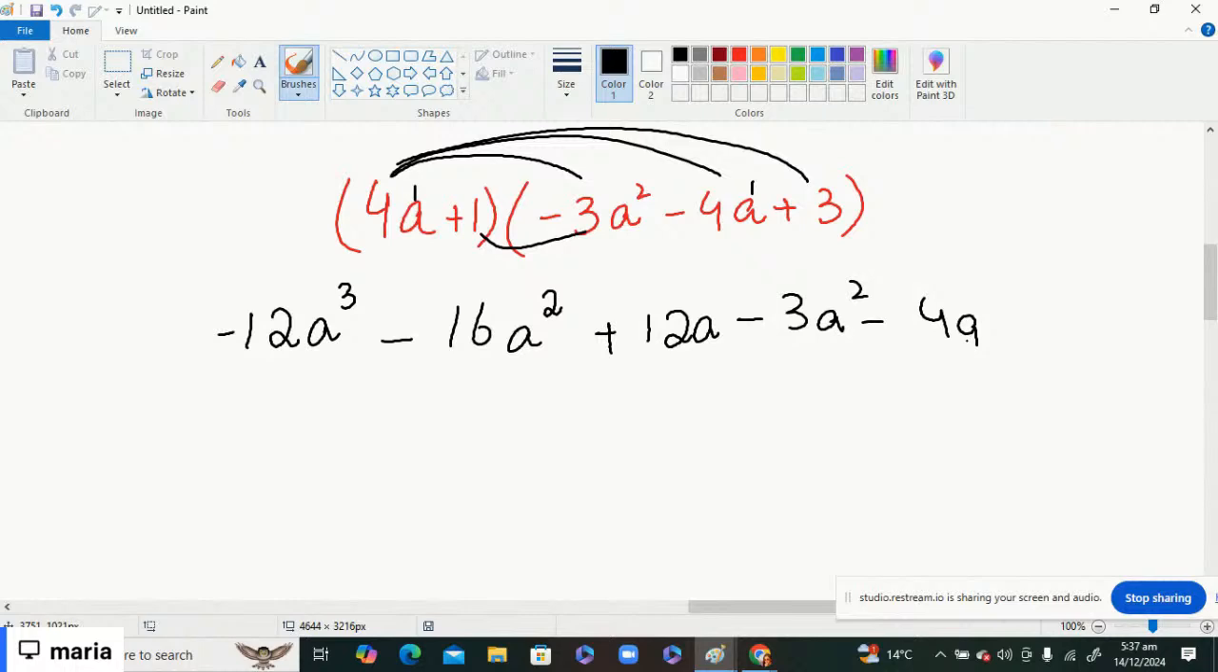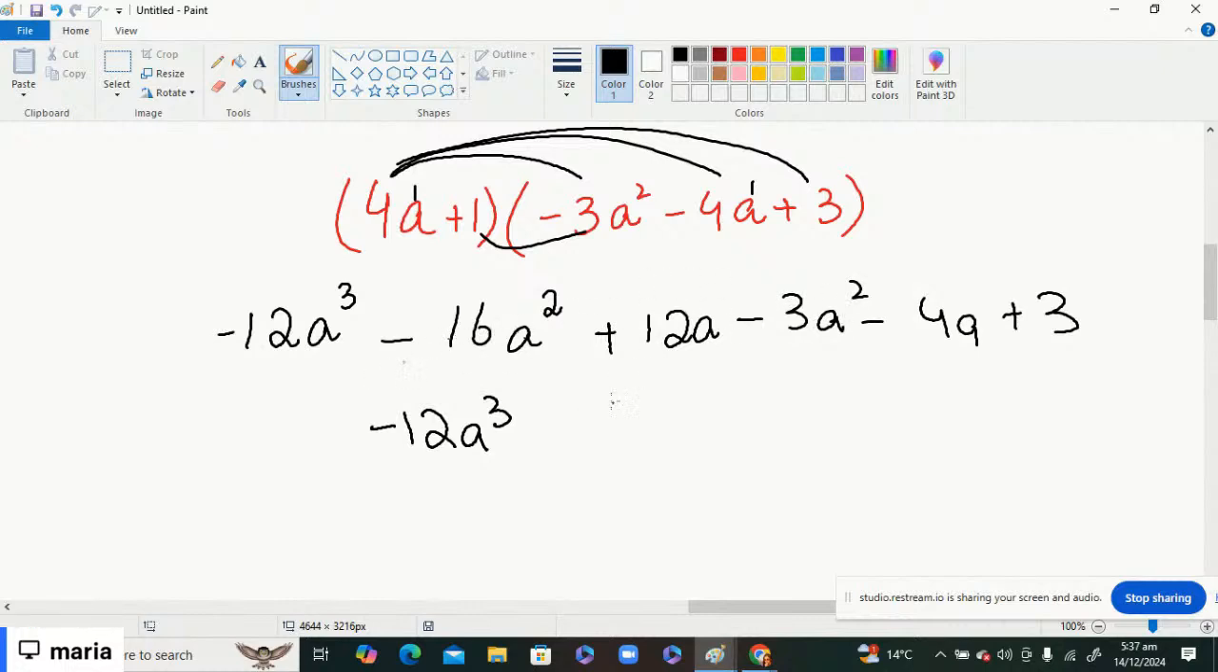Plus plus is plus, and 3 times 1 is 3. Combine the square terms together, constant terms, and then check. Is there any cube term here? Only one. Minus 12a cube. Now check, is there square terms? Yes. Minus 16a square, minus 3a square.